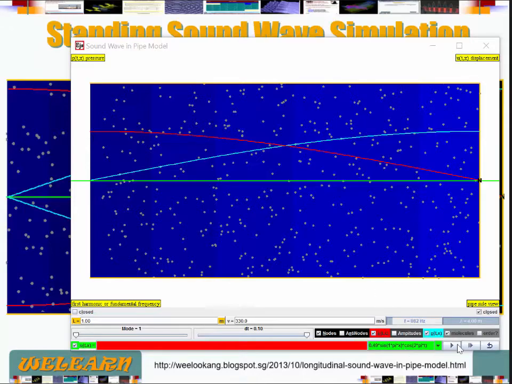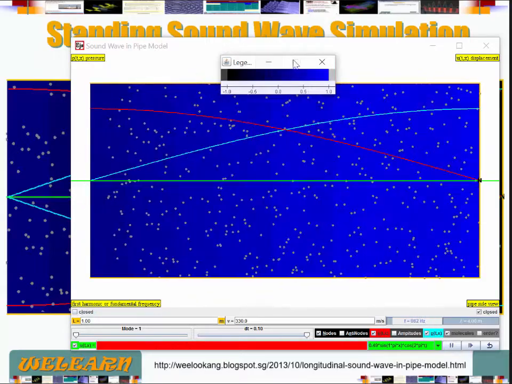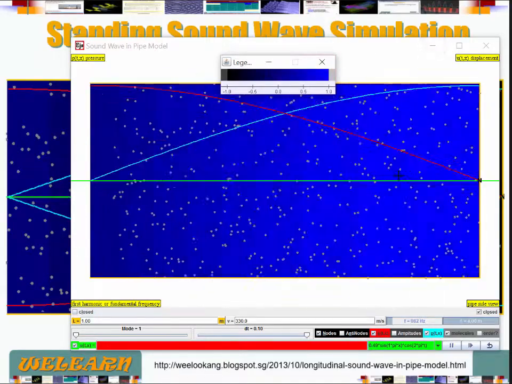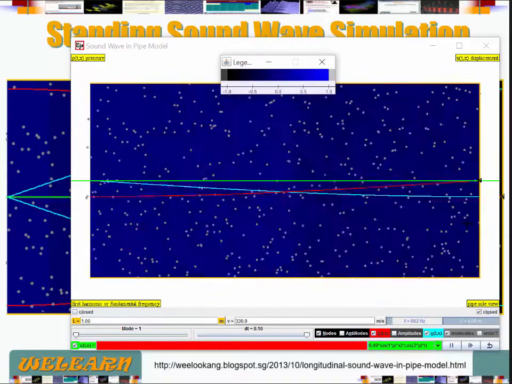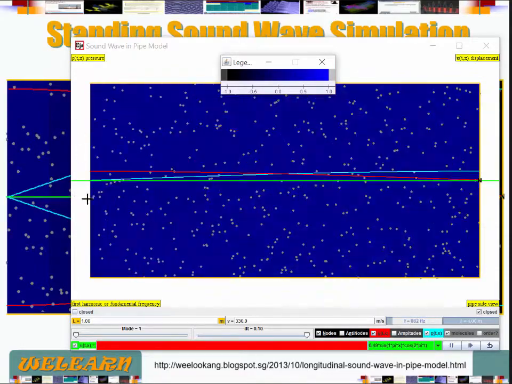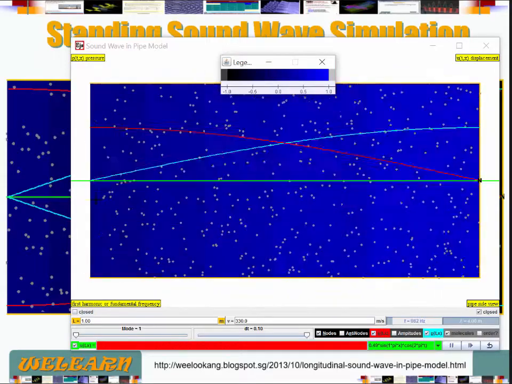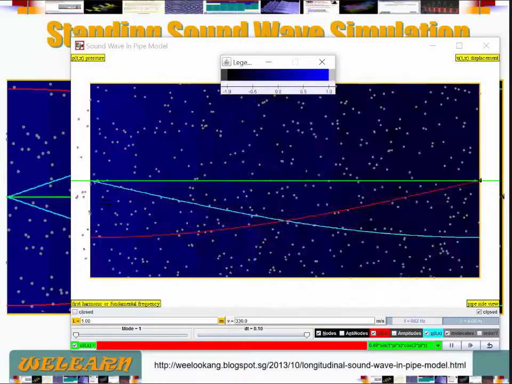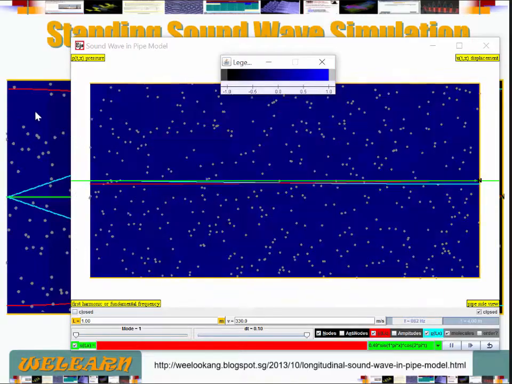Let's run this. So you notice there we have a node for the displacement function and an antinode for the pressure. Notice here that we have a node for the pressure, look at the color as well, and an antinode for the displacement. Pay attention to the molecules too. They don't move much here. Look at that air molecule, for example, that representation of the air molecule, and look at these instead.